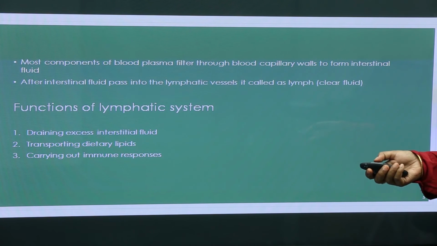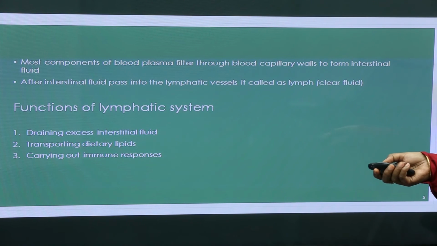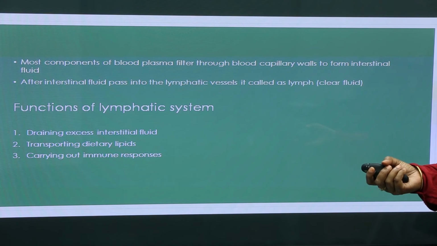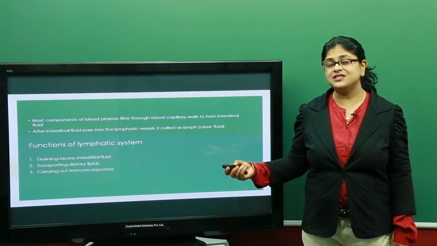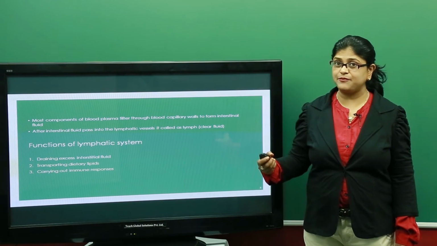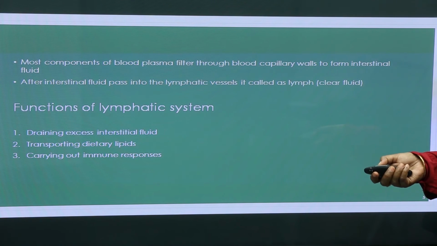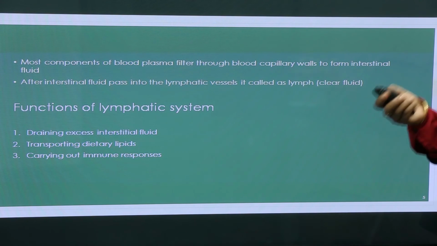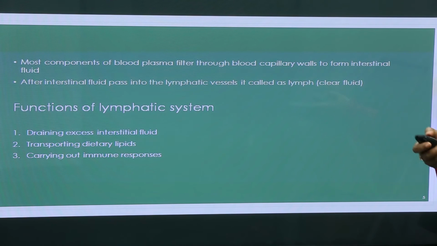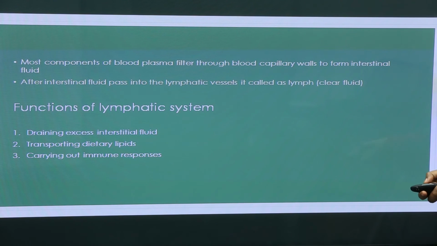What are the functions of the lymphatic system? Draining excess interstitial fluid. The excess interstitial fluid cannot go back into blood capillaries. The lymph vessels are more porous compared to blood capillaries. The lymph capillaries are the vessels to which this excess fluid drains, and it is later carried back into the venous circulation. That means this excess fluid loss is prevented by bringing it back into the blood circulation.